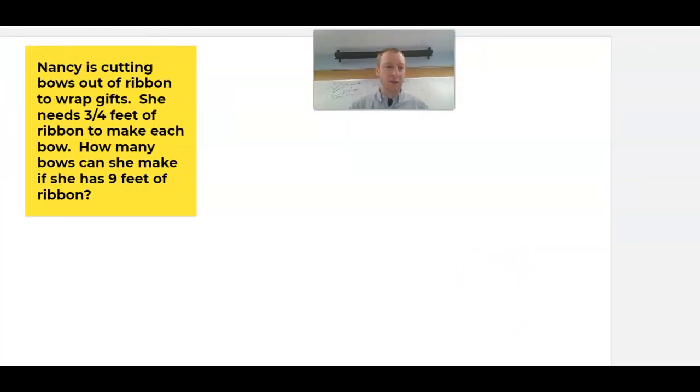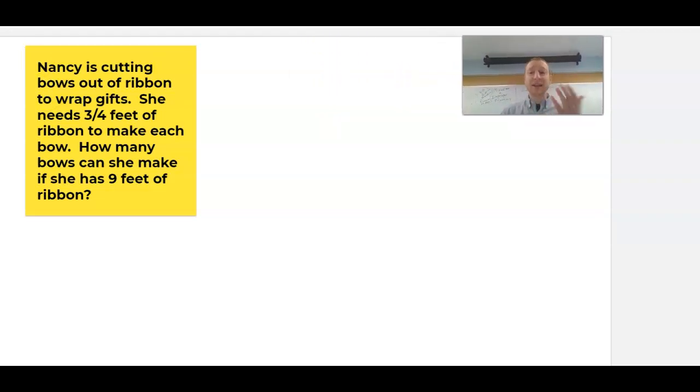Now, these are all going to be division, okay? No more multiplication questions. But what we want to do now is see if we can set up this division equation. Make sure that the first number is the one that's going to be split up, and the second number is how we're splitting it up.